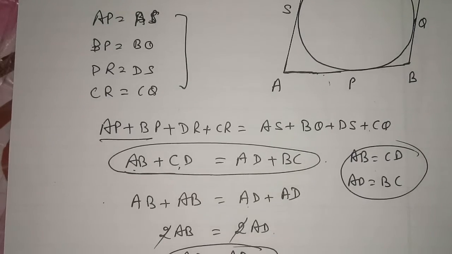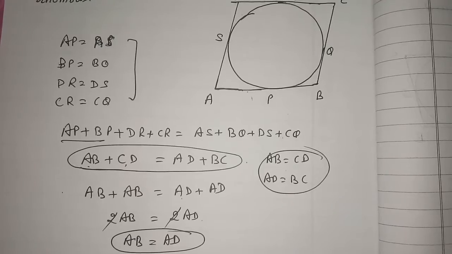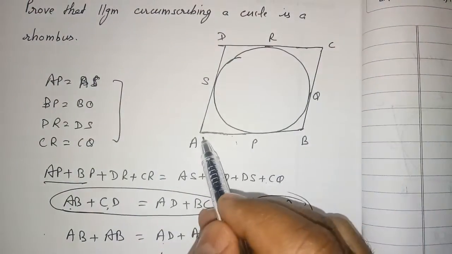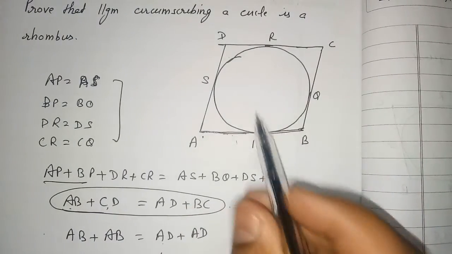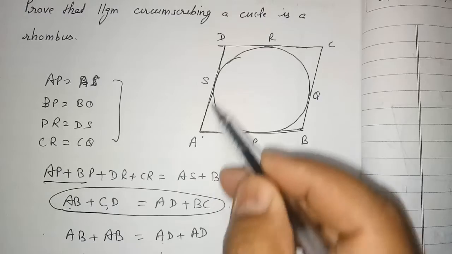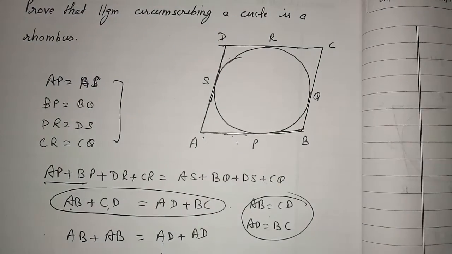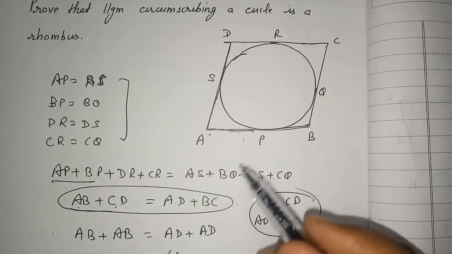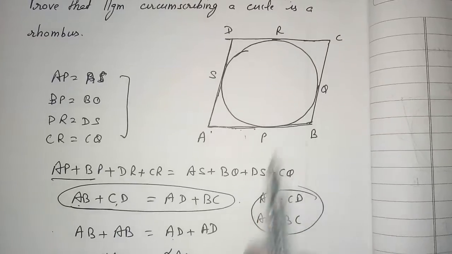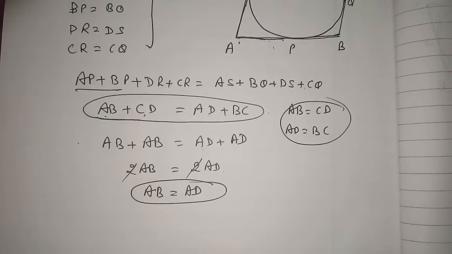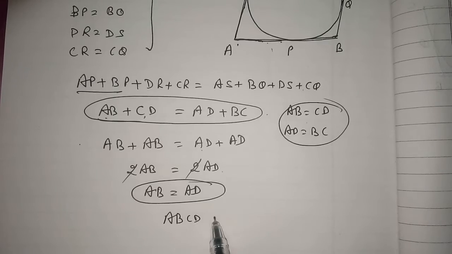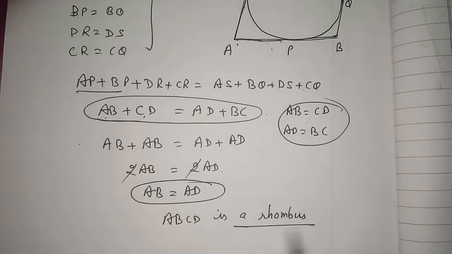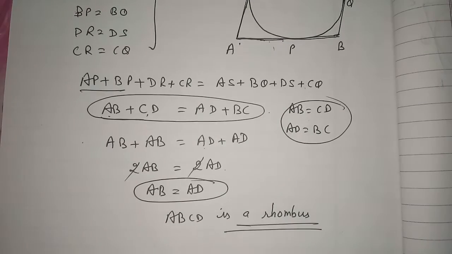If AB equals AD, then if you see in this parallelogram, AB is this side and AD is this side. It means the adjacent sides of the parallelogram are equal, so this parallelogram will be a rhombus, because this is the condition of a rhombus, that adjacent sides are equal. So here, because adjacent sides are equal, ABCD is a rhombus. This we needed to prove, and this is the proof of why it is a rhombus.